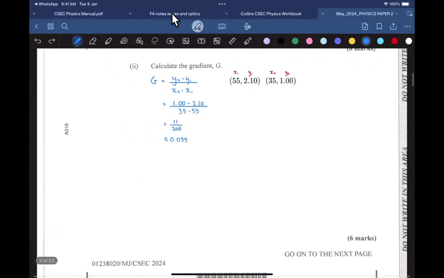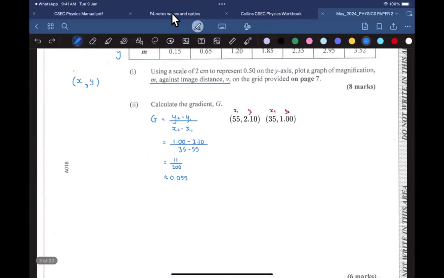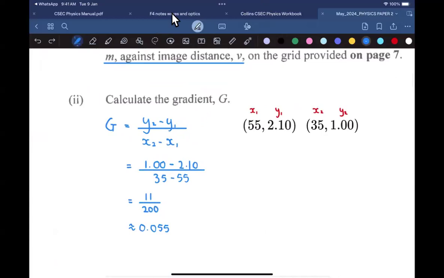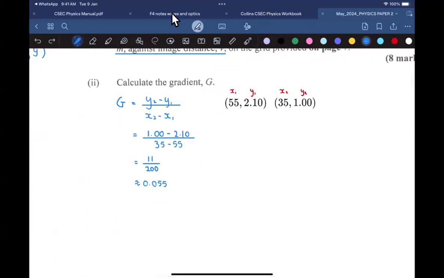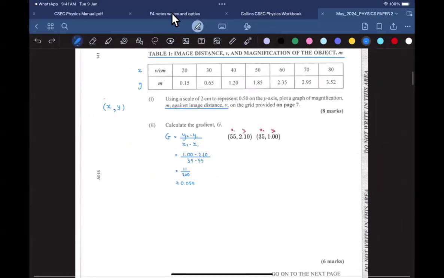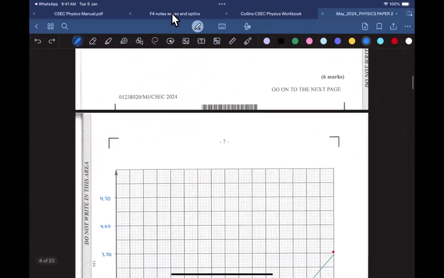Now here, the gradient is a 6-mark question. It seems very simple. Let me tell you how the marks will be awarded. If you write this, you will probably get 5 marks or 4. The final mark comes from the unit of the gradient. Let me show you what I mean.